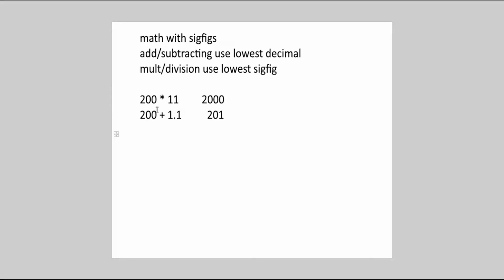Now with multiplying and dividing sig figs, you do use the lowest sig fig. So since the lowest significant figure is 200, and that's 1, the number has to be 1. So there can be no point at the end of this. Now if we were to add a point at the end of 100, this would go from 2000 to 2200, because the lowest significant figure would be 2. So now after this we're going to go on to doing some ratios and stuff.